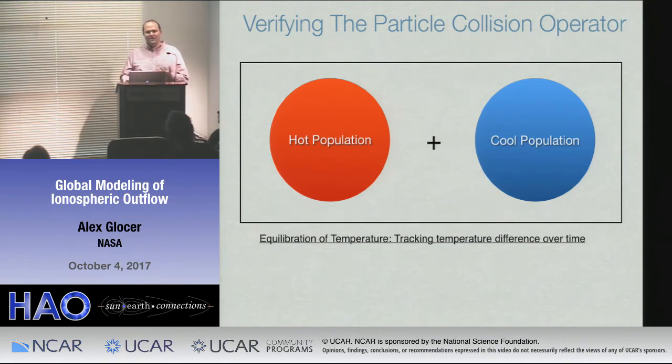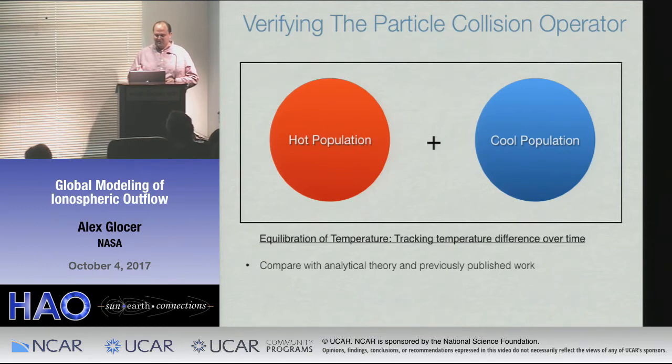initialize a cell with two populations. You have a very hot population and a very cold population. You put them together, and then you let them keep colliding. And over time, through the collisions, the hot population is going to get colder, and the cool population is going to get warmer until they come to an equilibrium, and the temperature difference between those two is going to go to zero.